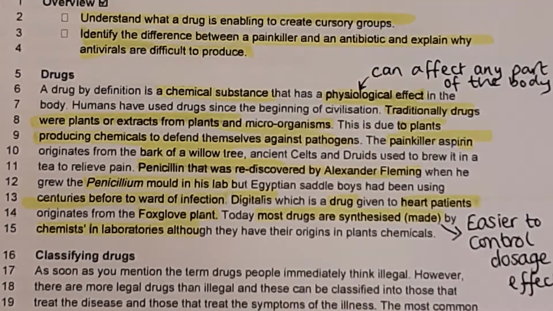So if you were to give someone a tea made of the steeped bark from the willow tree, then you don't know how much aspirin, or how much salicylic acid, they're going to get, so you don't know how much pain you're going to relieve. Is it going to do the job? Is it enough? Or is it going to be too much and have really nasty side effects, such as blood thinning, making your blood thin so you might bleed to death?